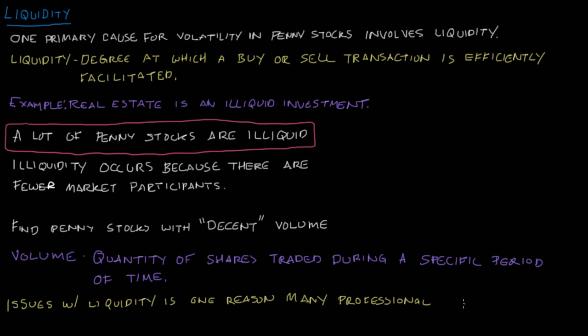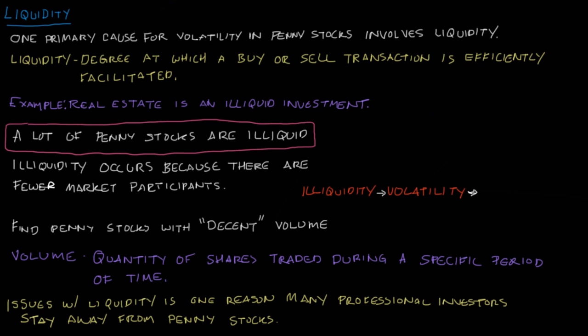Now, liquidity is one of the many reasons why investors avoid penny stocks. But the absence of liquidity, when compared to blue chip stocks, provides us with more volatility, which equates to higher percentage gains. So, in essence, we want some form of liquidity because this generates more volatility, which produces higher percentage gains.